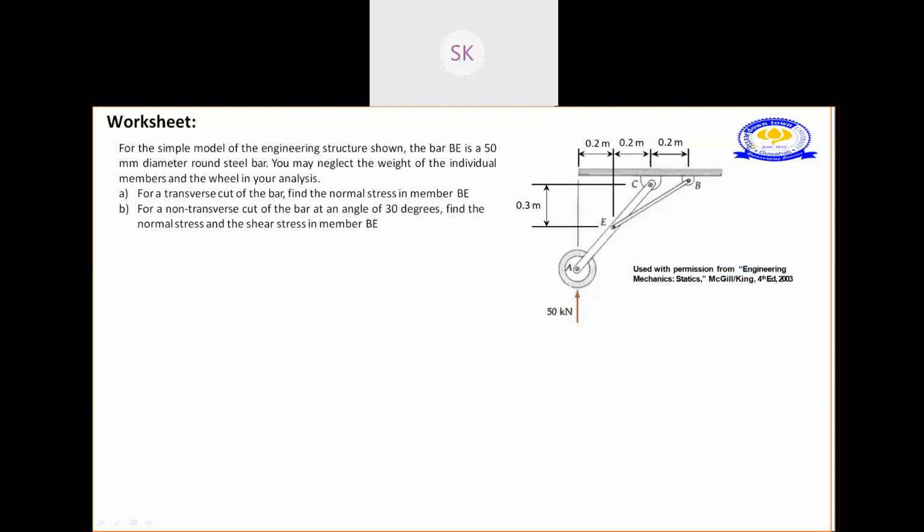If I take this as BE, a structural member, the dimension is given to you. It's a round steel bar which is 50 mm diameter. So if you make a transverse cut, what will be the normal stress in the member BE? They are asking you to find that. And if you do a non-transverse cut, making an angle of 30 degrees, just try once. Find the normal stress and the shear stress in this member BE. Hope I'm clear with the question.